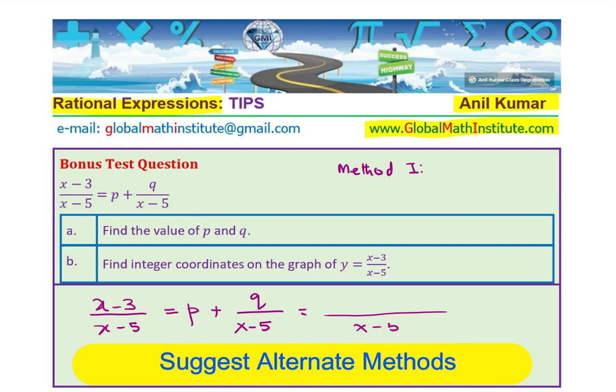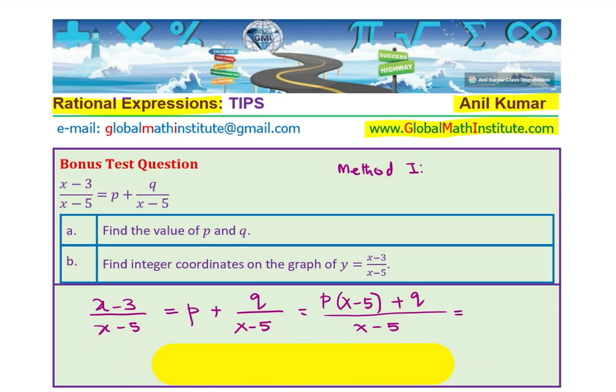So we could take a common denominator, multiply p with (x minus 5), and then we have plus q here, right? So when you expand this, you get px minus 5p plus q in the numerator and (x minus 5) in the denominator. If you compare the coefficients, you can very clearly see that there is only one x here, right? So px means p should be 1, correct? So comparing, we get p equals 1. Is that clear to you?